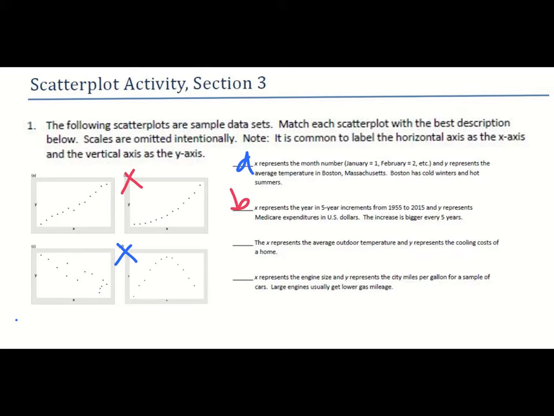And then for the last one, X represents the engine size and Y represents city miles. So for this one, if you have a small car, you're going to have high miles per gallon. But if you have a big truck, you're going to have low miles per gallon. So that one is going to be C. That's going to be this one.